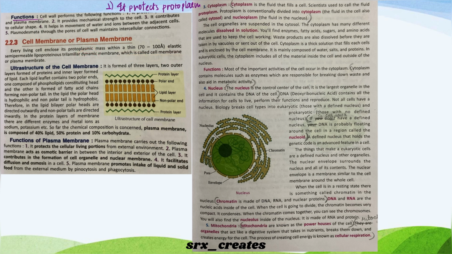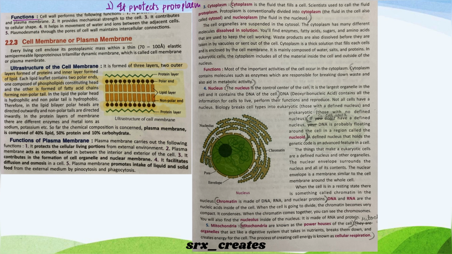Okay, now the ultrastructure. It is formed of three layers, two outer and one inner. The inner layer is formed of lipid, the outer layer is formed of protein. Each lipid leaflet contains two polar ends. See, two polar ends. One is composed of phospholipid and the other is formed of a fatty acid chain, a non-polar tail, okay, non-polar tail. This is the lipid one, this is the protein one.